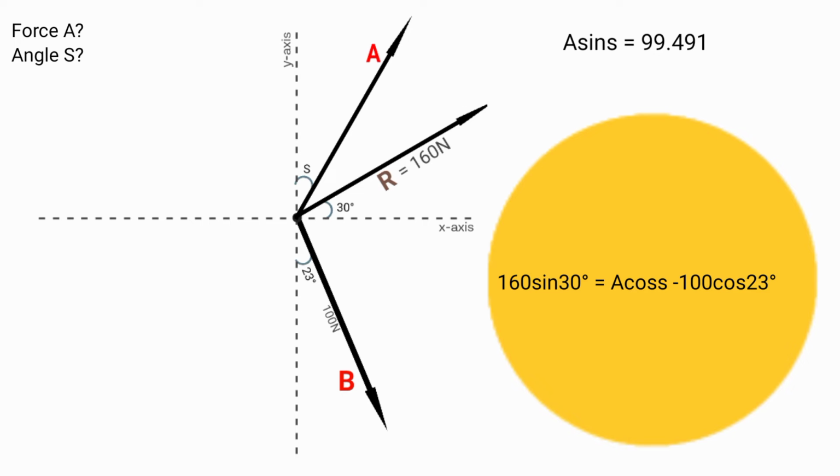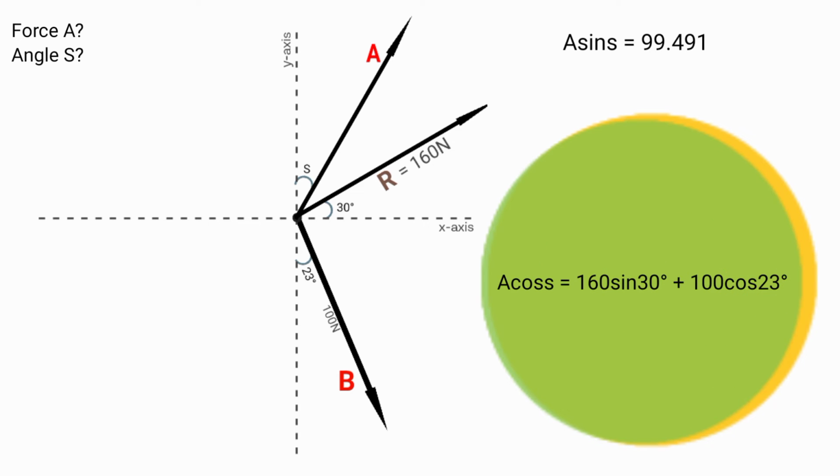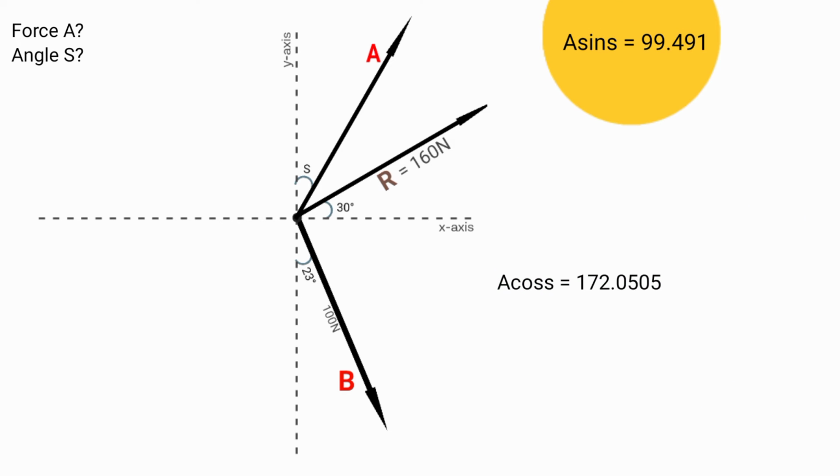Making A cos S the subject, A cos S equals 160 sin 30 degrees minus open bracket minus 100 cos 23 degrees. Here minus times minus is plus. So A cos S equals 160 sin 30 degrees plus 100 cos 23 degrees, which is 172.0505. So A cos S now equals 172.0505. And here we have A sin S equals 99.491.